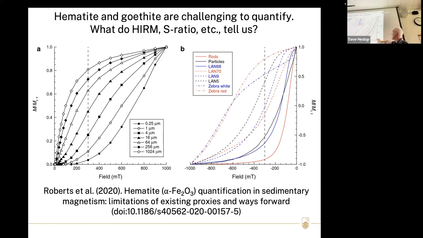Then on the right-hand side is a compilation that Andrew put together of synthetics and different natural hematites. This is now backfield measurements. And you can see they have dramatically different coercivity distributions. So again, if we're talking about trying to quantify hematite and goethite in dust, it's actually really difficult using just things like HIRM and S ratio. But of course, they are indicative and can help us try to solve the problem.